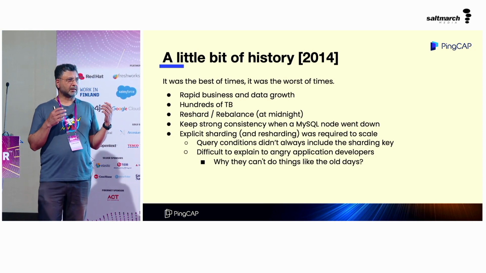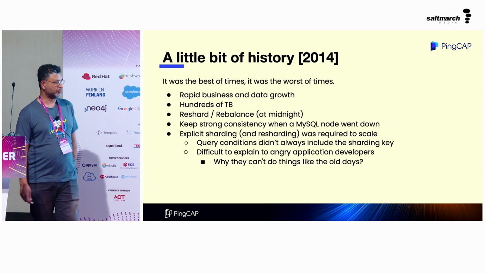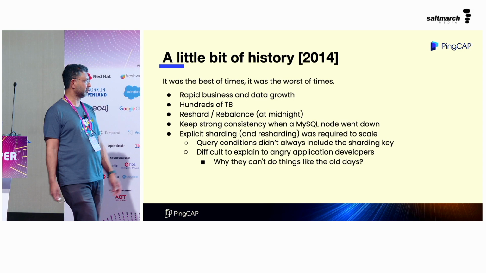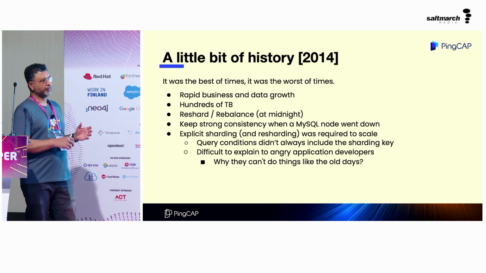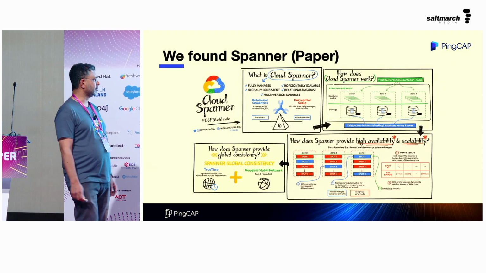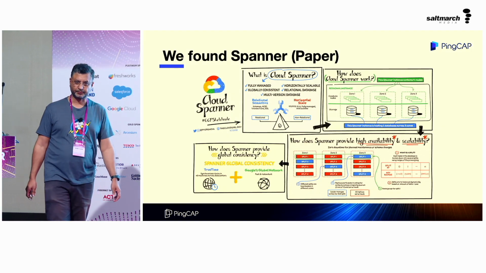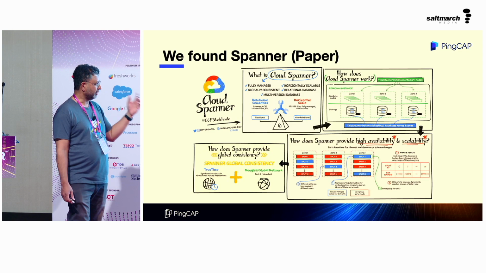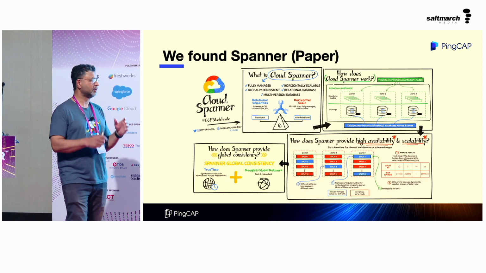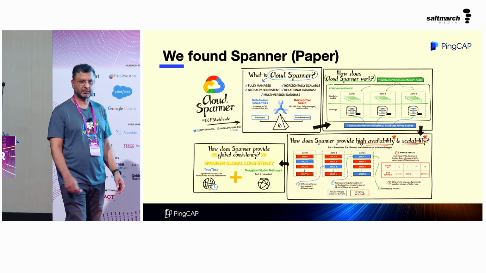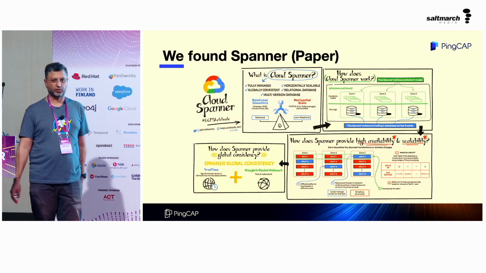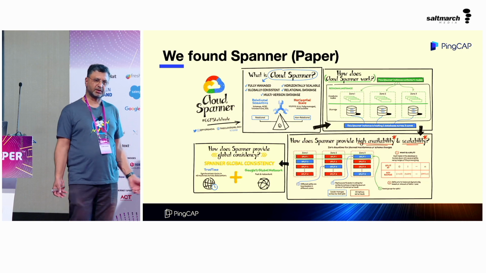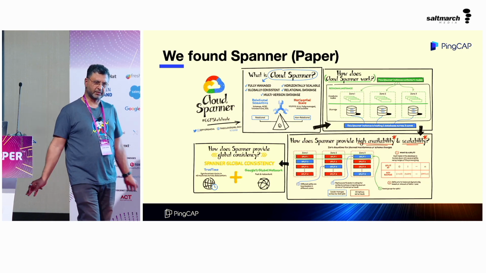And that pain, more or less, continued until a new architecture came about, which was Google Spanner. The Spanner architecture was meant to address the sharding problem. It automatically shards for you. You don't have to remember the sharding key. You don't have to manually shard and reshard. It all works for you automatically.